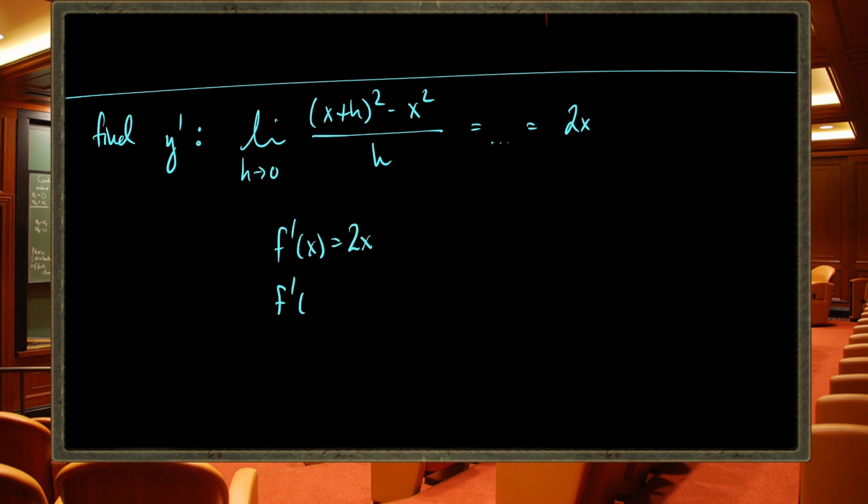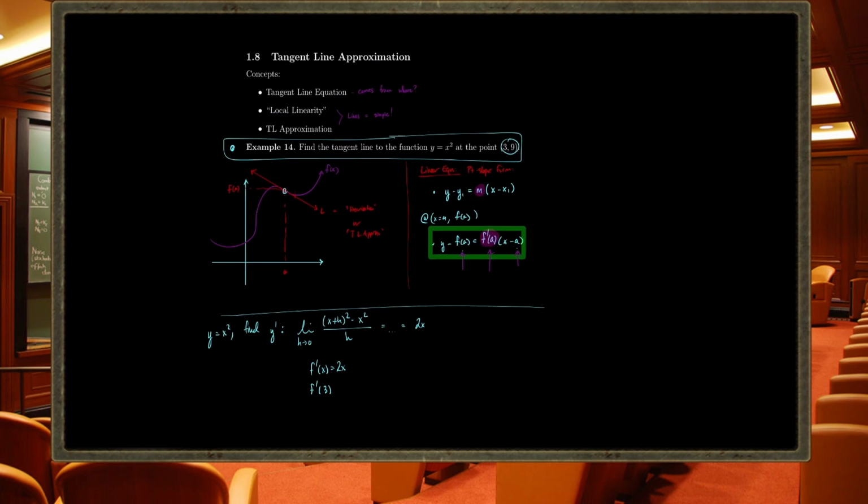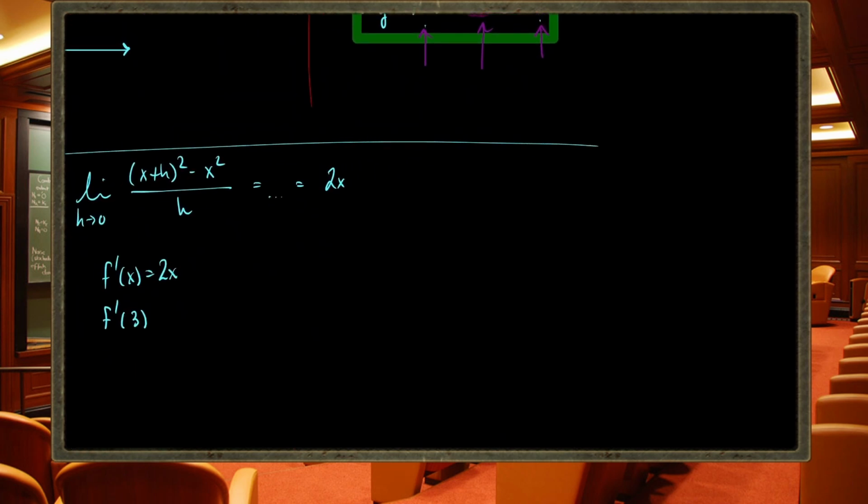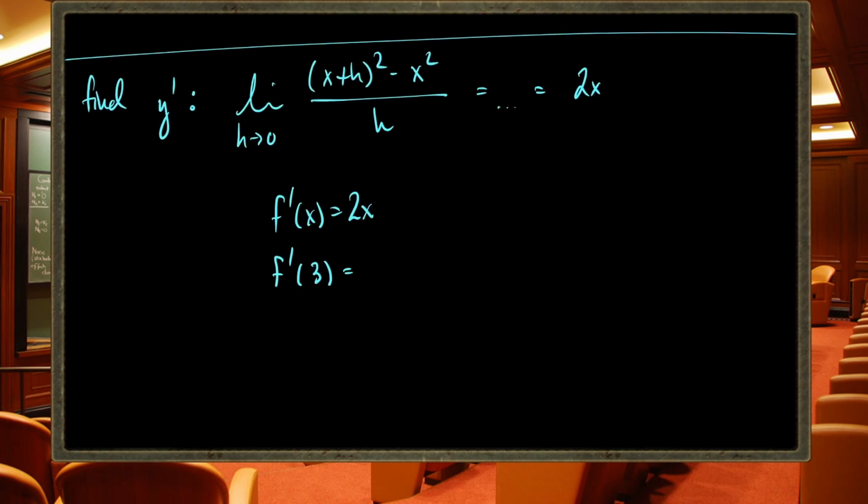So then f prime of a then, well, what did we say a is? Well, a is 3. That's the point we care about here. Here's your a, f of a. So f prime of 3 then must be 2 times 3, which is 6. So the slope of the tangent line is 6 over 1.